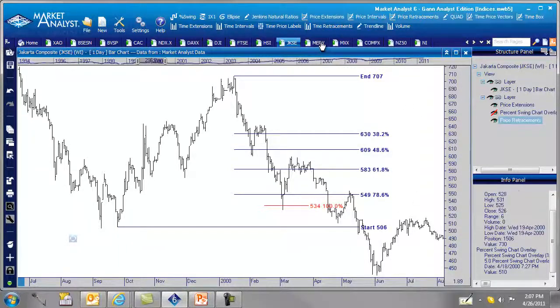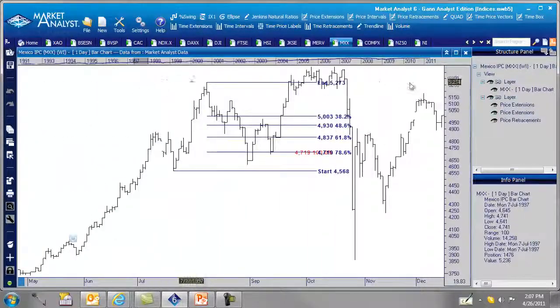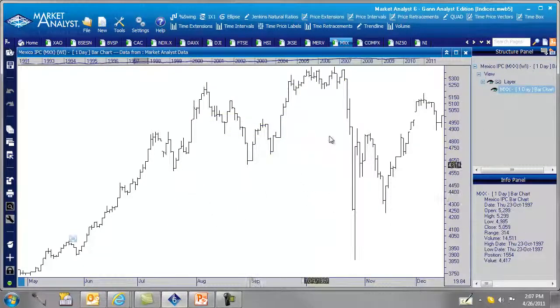Okay, let's move on here. Oh, what's that? Let's have a look here. Get rid of the layer. This is Mexico. So once again, even though it took a dive here, we have a bullish Gartley pattern, trend continuation, right? Pullback, trend, pullback. Here's the A, B, C, D.